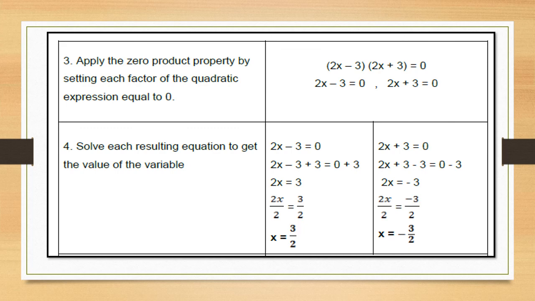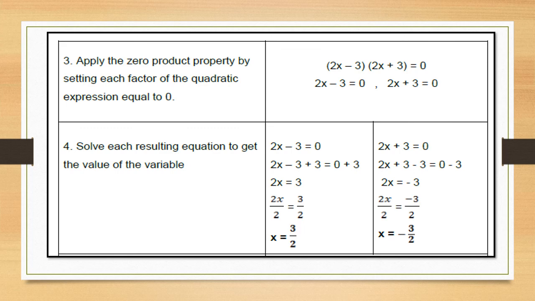So 2x minus 3 is equal to 0. Then 2x minus 3 plus 3 is equal to 0 plus 3. Then 2x is equal to 3. Then we divide both sides by 2, and then we cancel out the 2, and the remaining is x, and then 3 halves is our x.